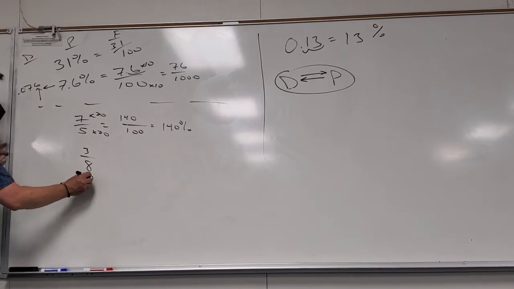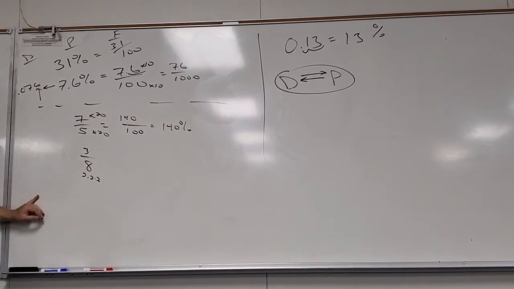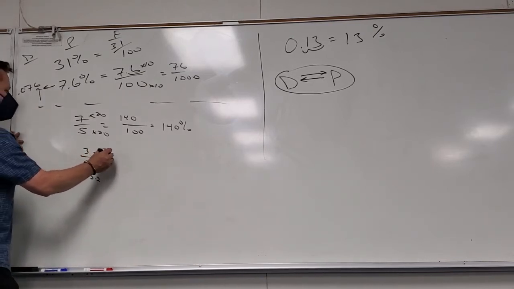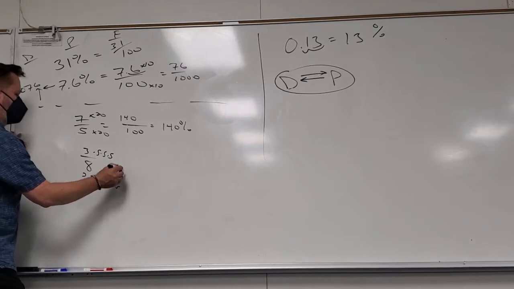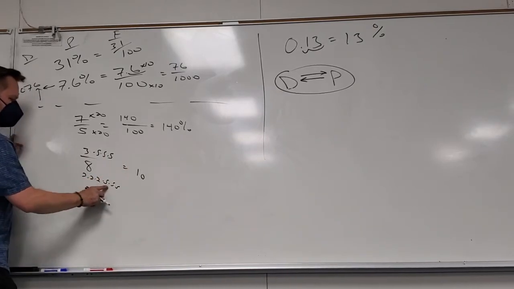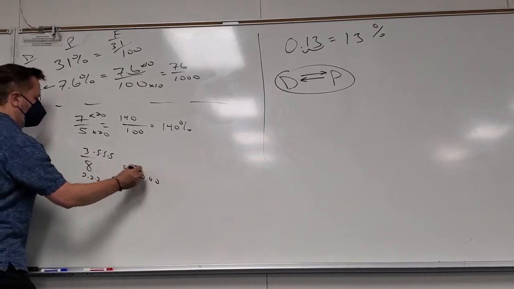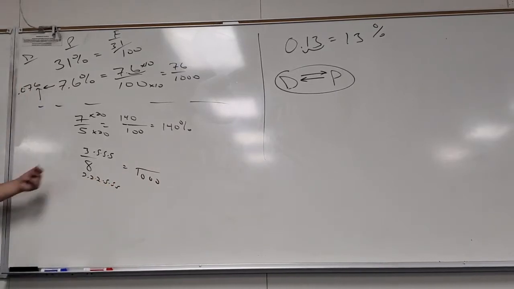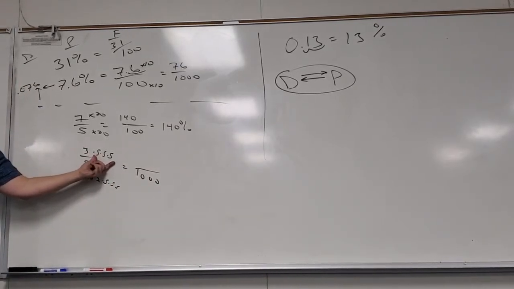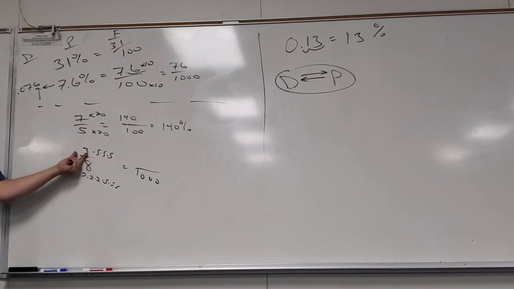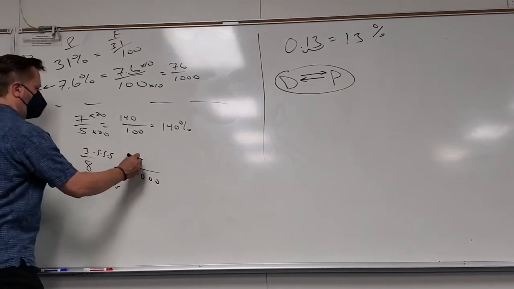Isn't the denominator 2 times 2 times 2? How would you make them tens? How many fives would you have to give it? 3. So we multiply by 5 times 5 times 5. That'll be over 1,000. Do you guys know what 5 times 5 times 5 is? 5 cubed? 125. 125 times 3? 375. Good.